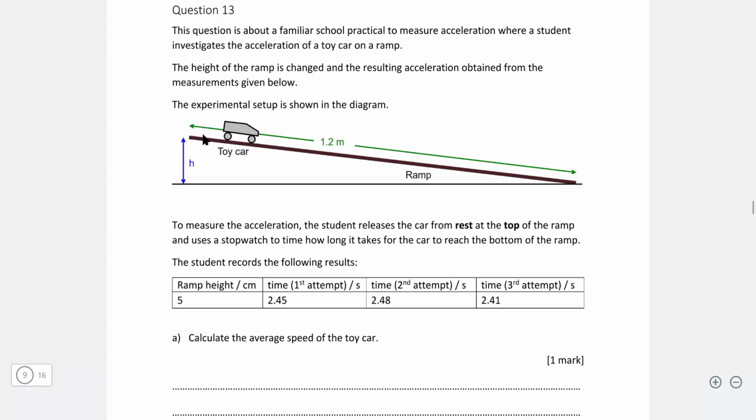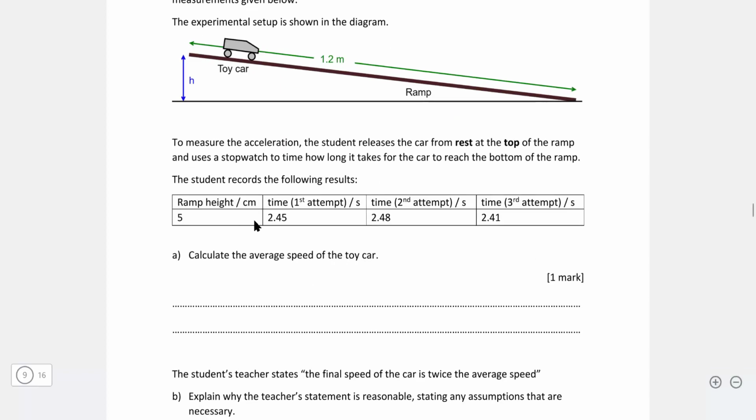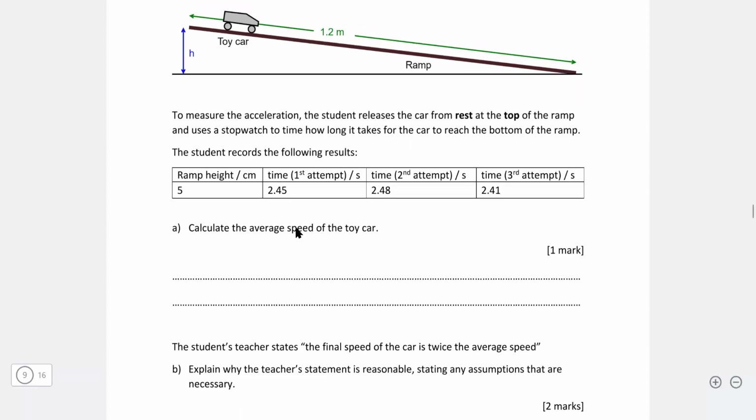We have a toy car that is going down a slope at a length of 1.2 meters. So to measure the acceleration, the student releases the car from rest at the top of the ramp and uses a stopwatch to time how long it takes for the car to reach the bottom. And we have the following recordings. We have the ramp height, the time, with 3 different attempts. Okay, so let's calculate the average speed of the toy car.